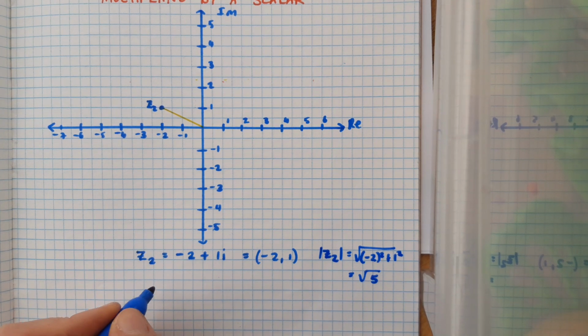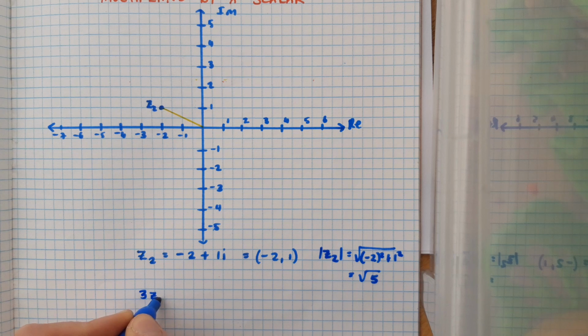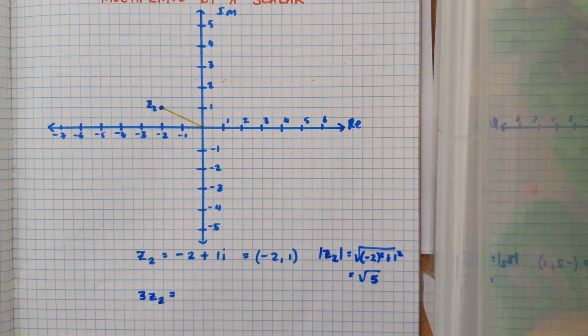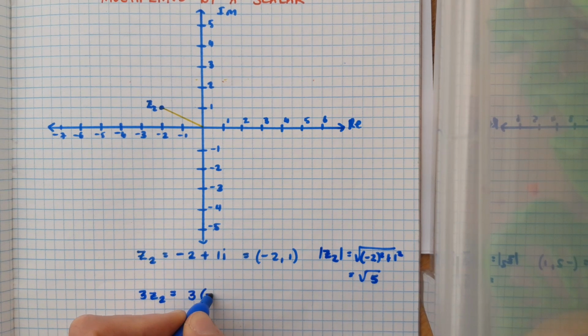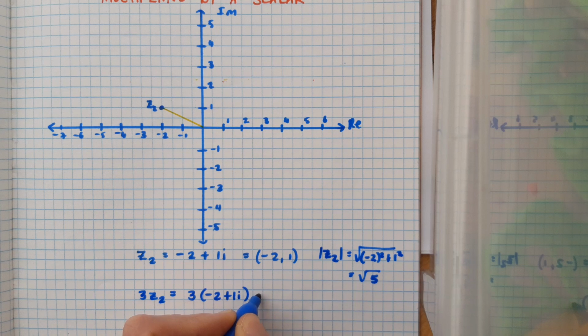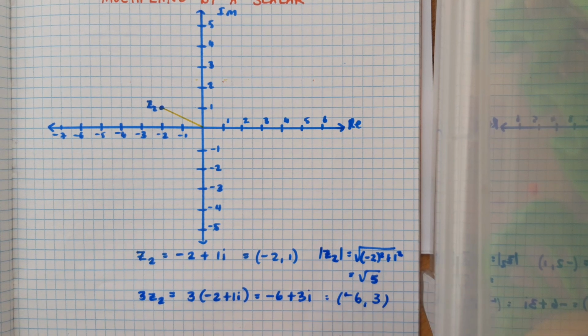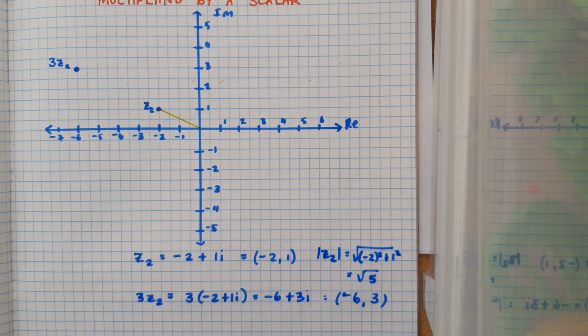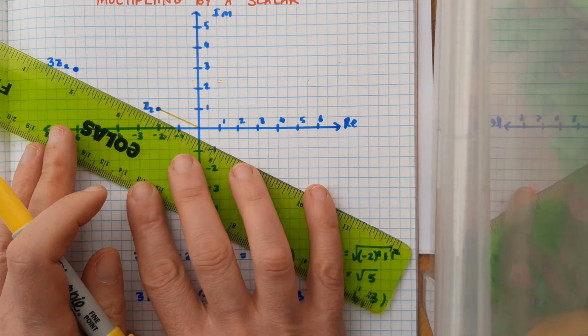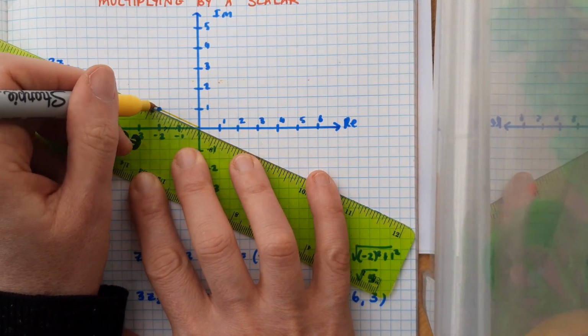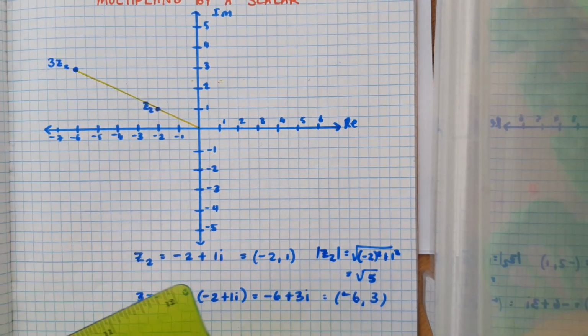Okay, let us figure out what 3z2 is. So 3z2 is 3 times minus 2 plus 1i, which is minus 6 plus 3i, which I can write as minus 6, 3. And I'm going to plot that also on my Argand diagram. So again, you can see that when I plot 3z2, it is actually 3 times as far away from the origin as the original z2 complex number.